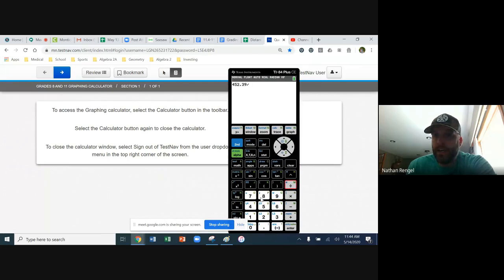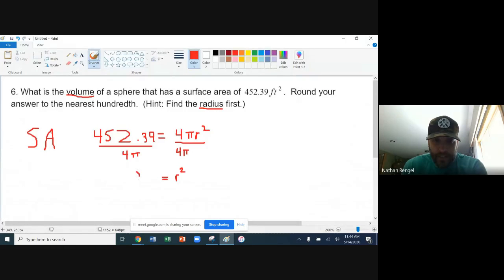So 452.39 divided by, if I want to, I could just open up a set of parentheses, put 4 pi grouped together. So we can't divide by 4 and then times by pi. That'll give us a different answer. We're dividing this whole number by 4 pi, so we'll group that together. You should get then 36. So now we've got this scenario. 36 is equivalent to r squared.